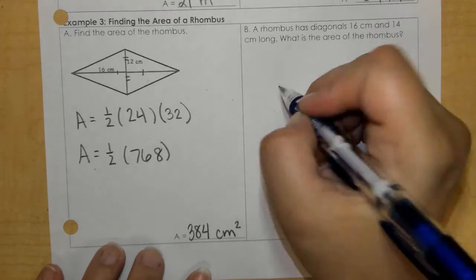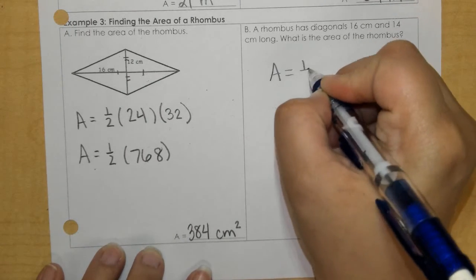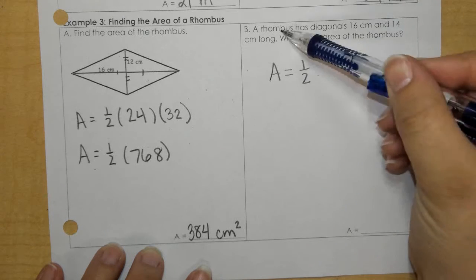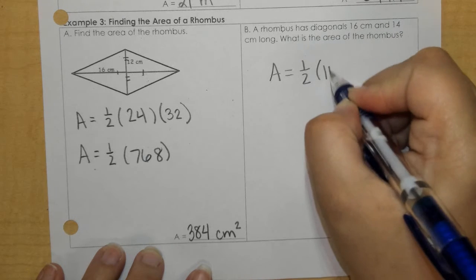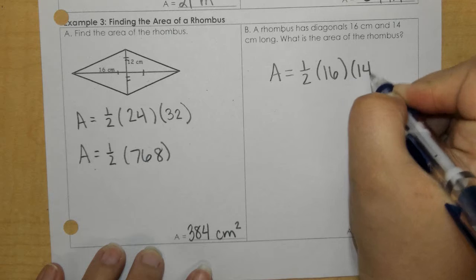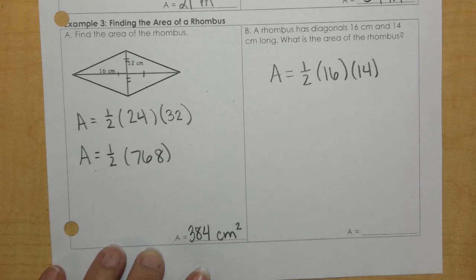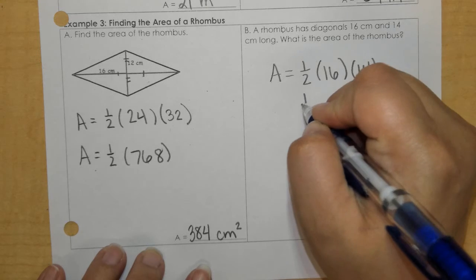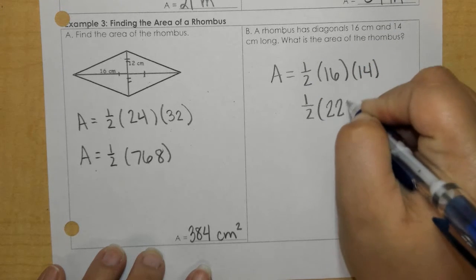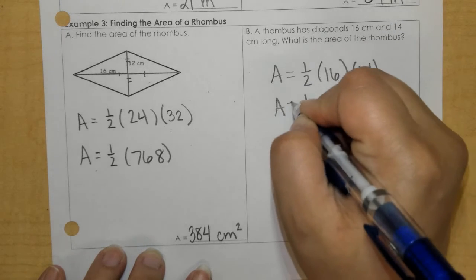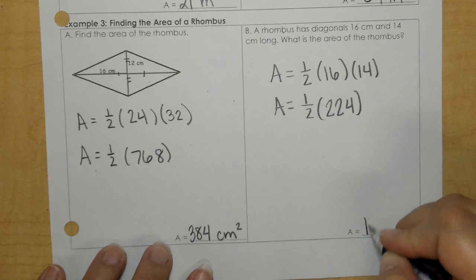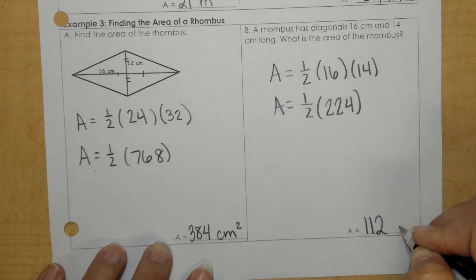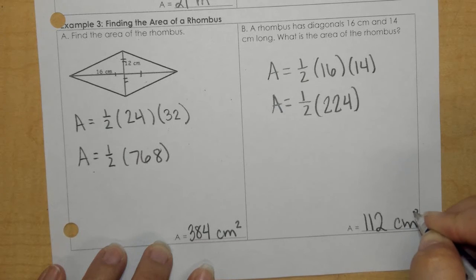Okay, in part B, we're given the diagonals of a rhombus are 16 and 14. Can you find the rhombus area? So multiply, and we get 224. Divide that by 2, we get 112 centimeters squared.